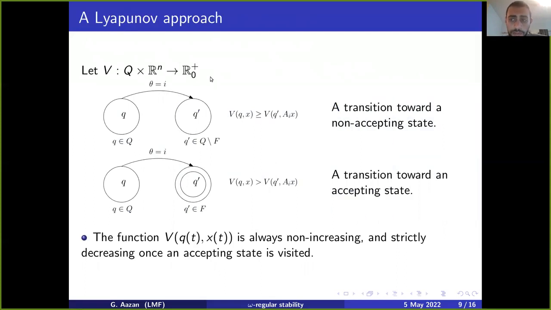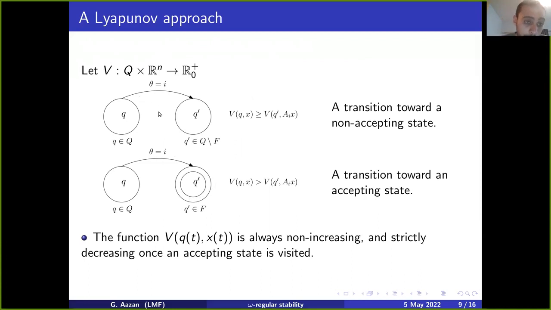Now, before giving sufficient conditions on stability, we proceed by a Lyapunov approach. We take V somehow as an energy function acting on each state. V is a function that takes an argument in Q, a vector in the Euclidean space, and outputs a positive number. We impose a constraint on V: this V must not increase each time we visit a non-accepting state. However, this function V must decrease each time we visit an accepting state on the Buchi automaton.